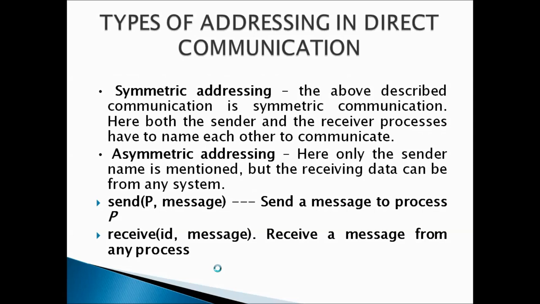Now, for direct communication we use two types of addressing: symmetric addressing and asymmetric addressing. Symmetric addressing is the communication I discussed so far. That means both the sender and the receiver have to have a name for each other. That is symmetric addressing. Sender should have the name, receiver should have the name. That is the example for symmetric addressing. What is asymmetric addressing? Here only the sender name is mentioned, but the data can be received from any system. The receiver can receive the data from any system. There is no rule that it has to receive from a particular system.